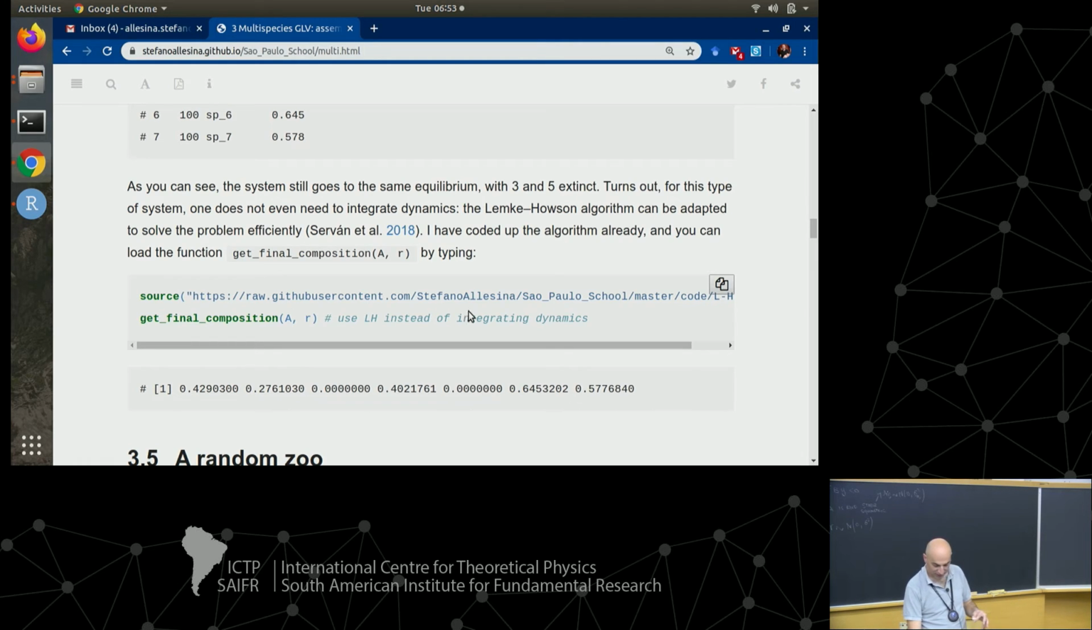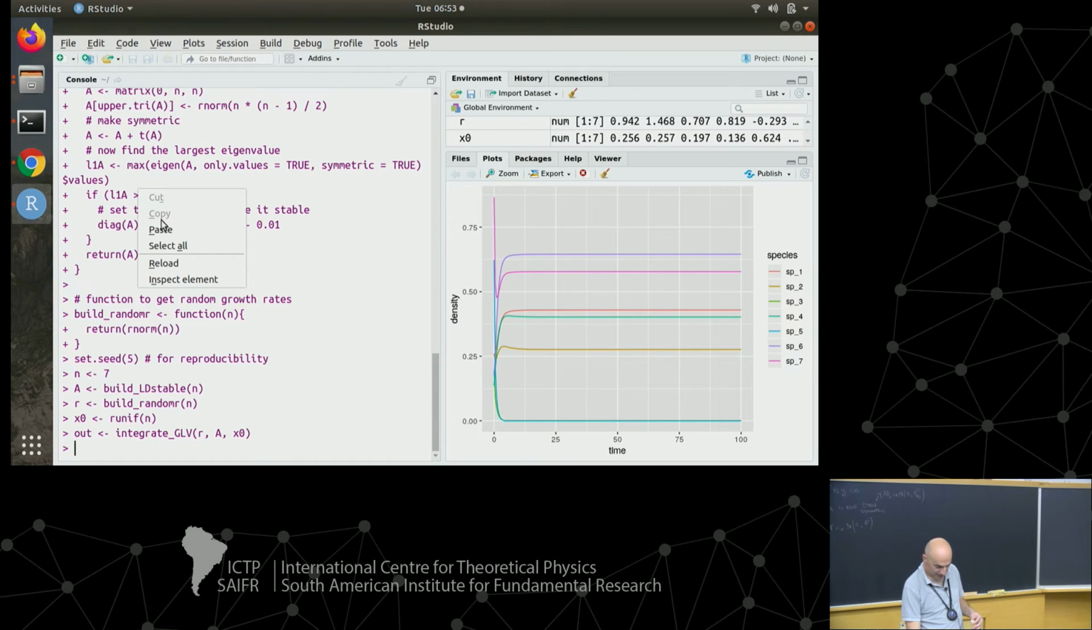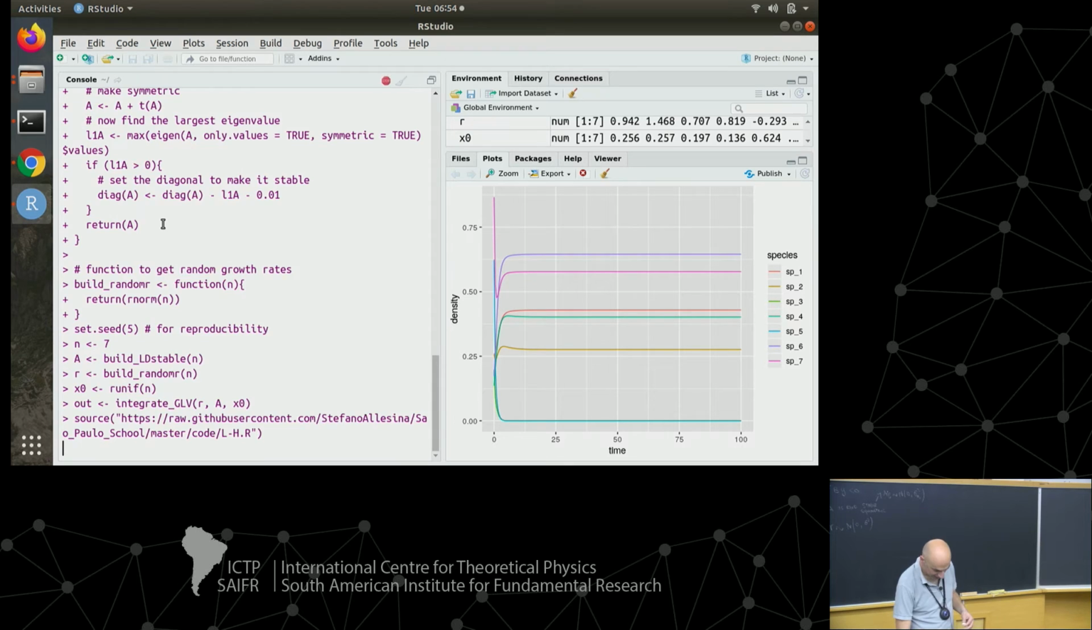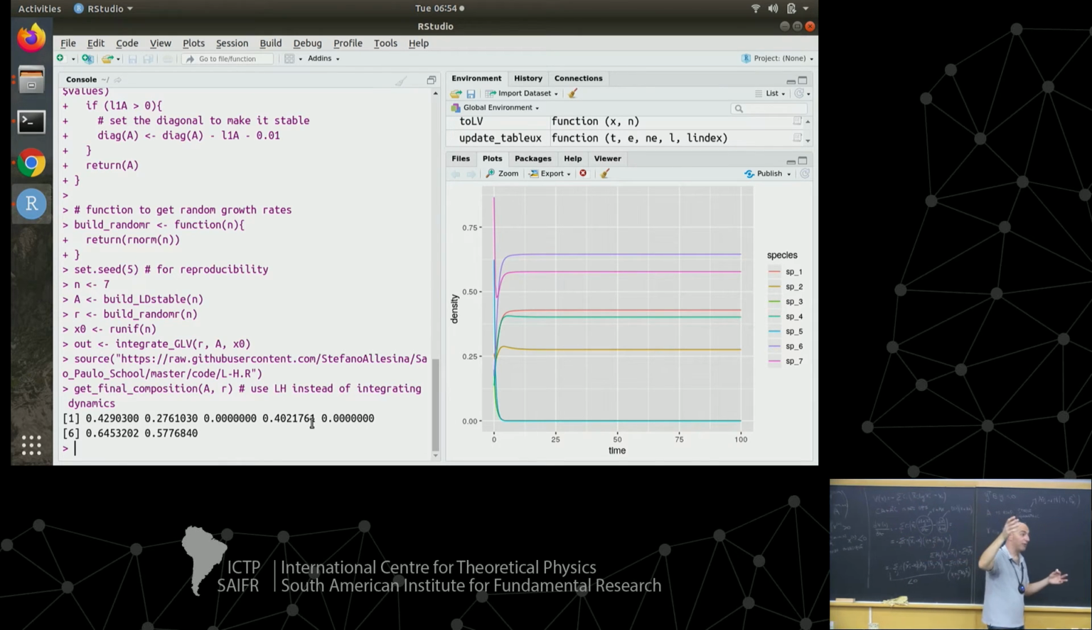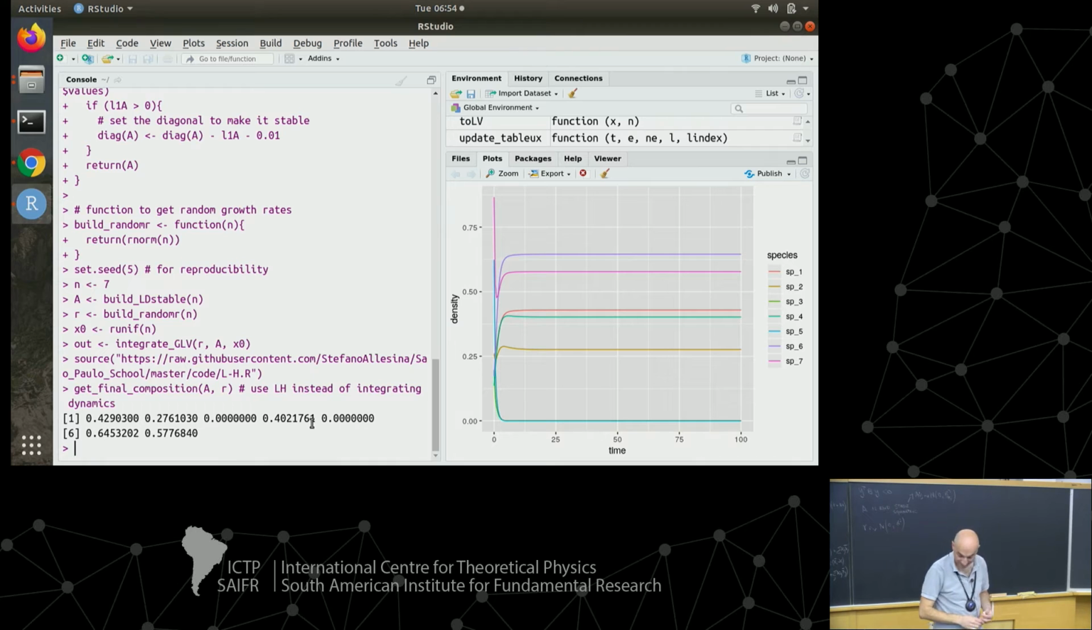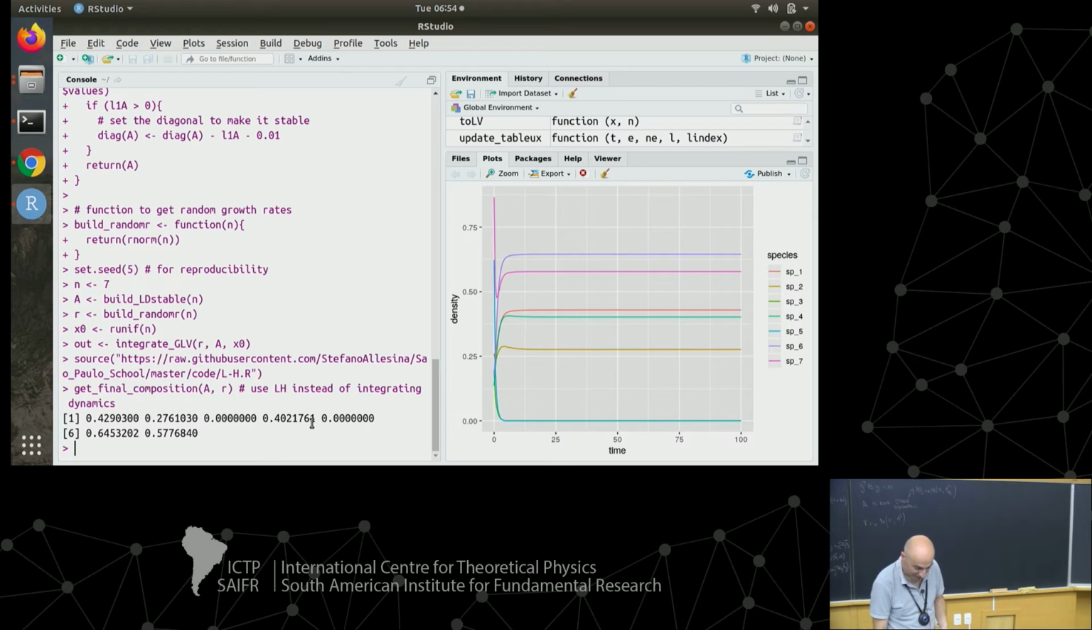Because this is a little more involved, I've coded this up and you can load it like this, but I just want to show you how to use this code. If I load this, which is on the internet, now I have this function called get final composition. You put in a matrix and a vector of growth rates, and what it spits out is the density of the saturated equilibrium. You can see here again, species 1, 2, 4, 6, and 7 coexisted with some positive number, and the other ones go extinct and are 0. This is much faster than integrating the dynamics, which is good because now we want to do this a bunch of times.